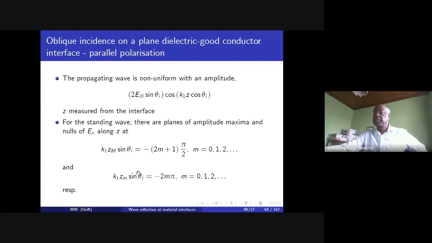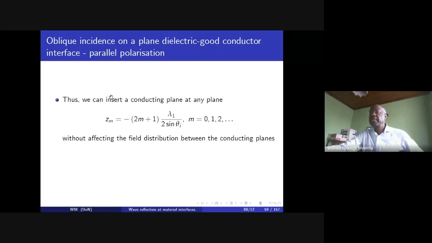And the minimum points where the Ex goes to 0 is the case where that argument is equal to 0, is equal to pi, or integer multiples of pi, and we get the value that K1 Zm sine theta I is equal to minus 2m pi for m equal to 0, 1, 2, and so forth. Okay? So remember what we said about the negative sign here: it is because we are assuming that Zm is measured in the negative z direction. In the literature, you may find them changing that to something like Zm prime and so forth.